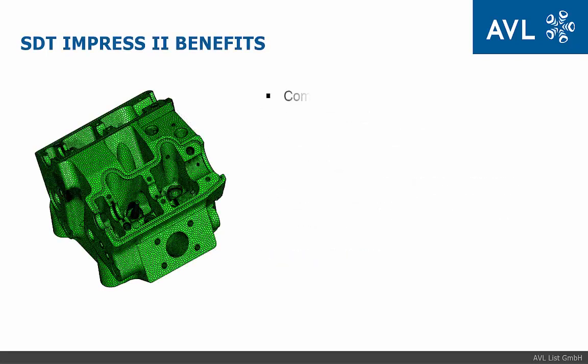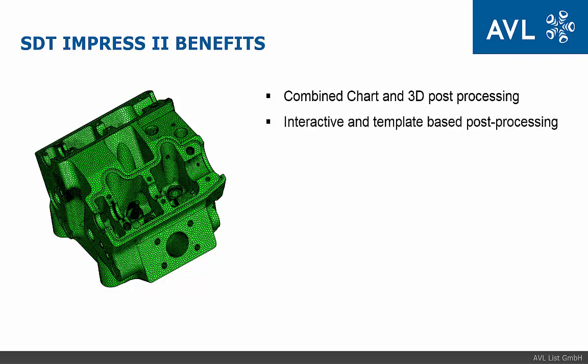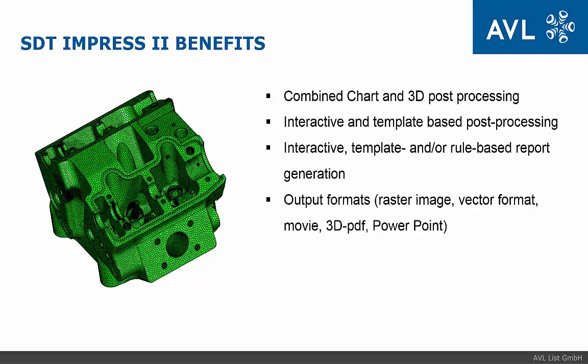I'll start with the IMPRESS 2 benefits. The post-processor tool has many features and plenty of possibilities for presenting results, from combined charts to 3D post-processing. It is also possible to generate interactive and template-based post-processing. Many different output formats are included in the tool, as well as script-based output generation.